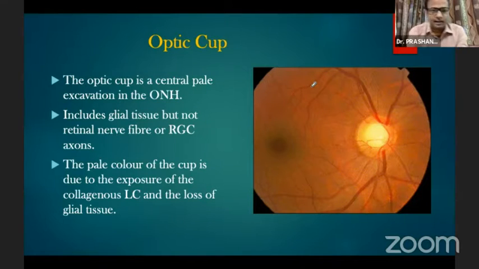Next area is the optic cup. The central pale area is called the optic cup. This area doesn't have any axons, but it has glial tissue. It becomes more pale when there is enlarged cupping of the disc, because of exposure to the underlying collagen fibers.